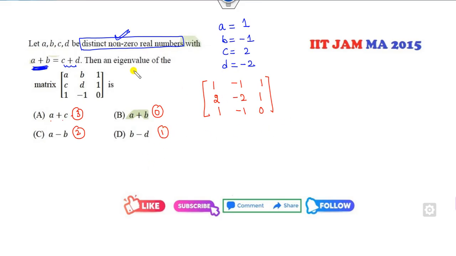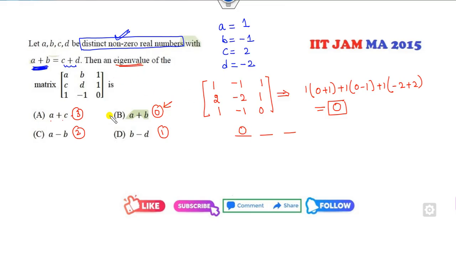Fine. So now the eigenvalue of this. Can you find the eigenvalue of this? Firstly you can check the determinant. So the determinant will be 0 plus 1, it is 0 minus 1 and plus 1 of minus 2 plus 2. So clearly 1 minus 1, 0. Fine. So it means it has 3 eigenvalues. One of the eigenvalues is 0. So clearly 0 is satisfied. So B is my right answer of this problem.